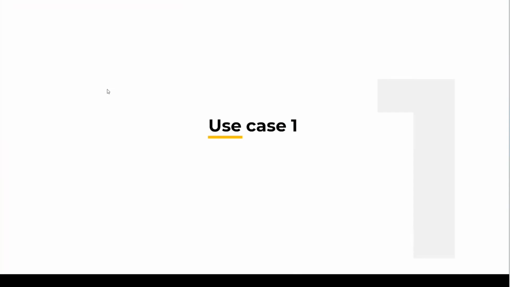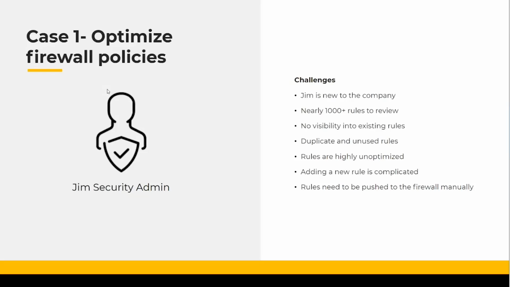Let us look at the first task in hand for Jim. Jim has to optimize the firewall policies. To do this, Jim has the following challenges. First, Jim is new to the company, which means he does not have visibility into the rules. It is a pretty old company, and there are more than 1,000 rules for him to review. He has to review each rule manually and has no direct visibility into the existing rules. Since it is an old company and the rules have not been reviewed from day one, there is a lot of duplicate and unused rules. More than one security admin has written the rules, and hence the rules are highly unoptimized.